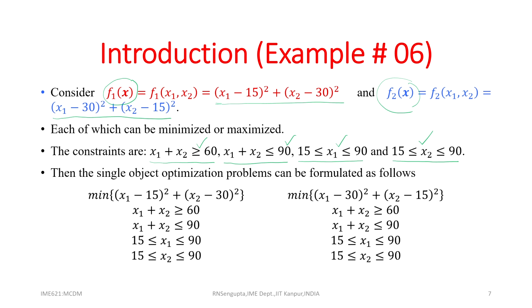If I consider the single objective function, when it is a minimization problem, I want to find out the minimum value for f1 based on the set of constraints which are given. Similarly, I can have a second objective function, again minimization, for f2, based again on the same set of constraints, and the constraints, if you remember, are all linear.